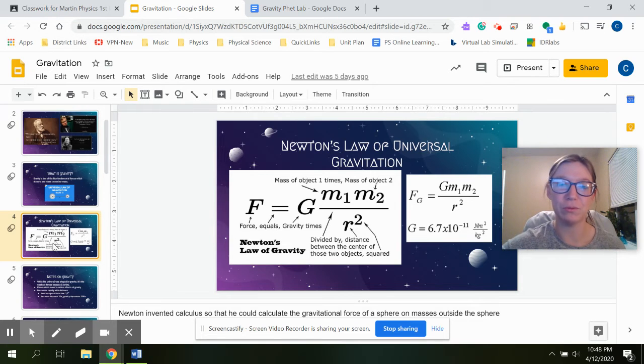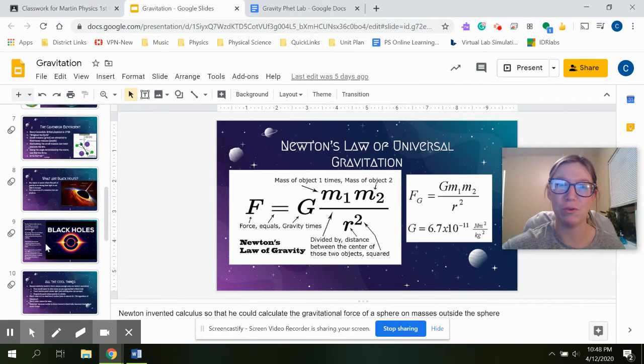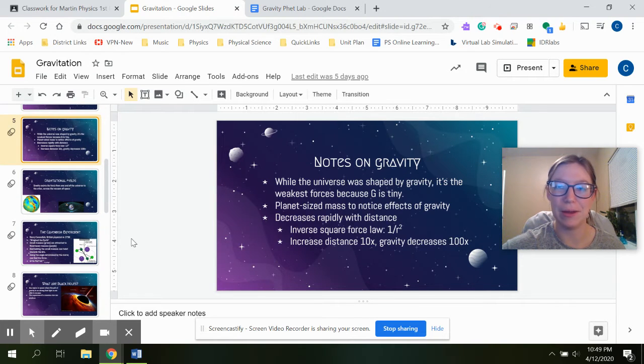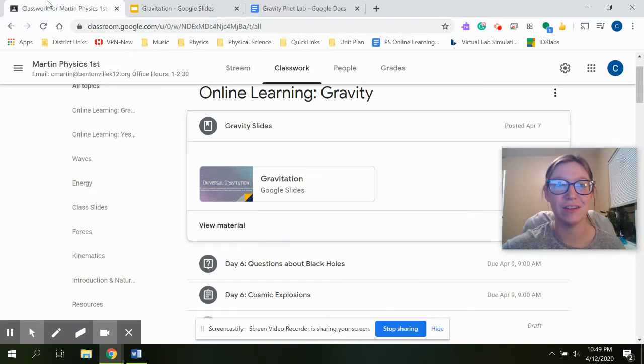So that is our brief recap. We'll be using this equation later this week, and then we might spend one more day on gravity, or we might just go ahead and move on to Kepler's laws, depending on how y'all are feeling about gravity. So let's go ahead and look at today's lesson, keeping it short.